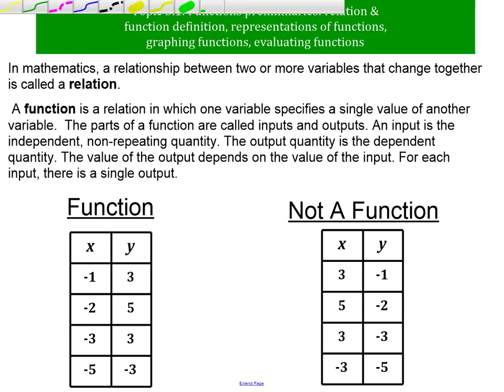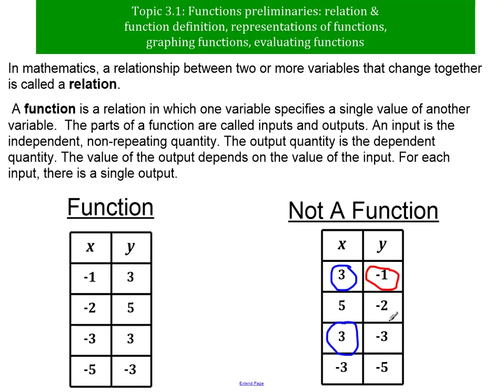But if we look at the function table on the right, this input value of the independent variable 3 matches with 2. So -1 and -3 output variables. That's why that's not a function.